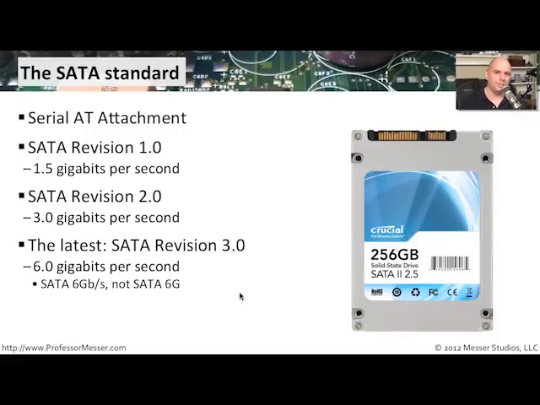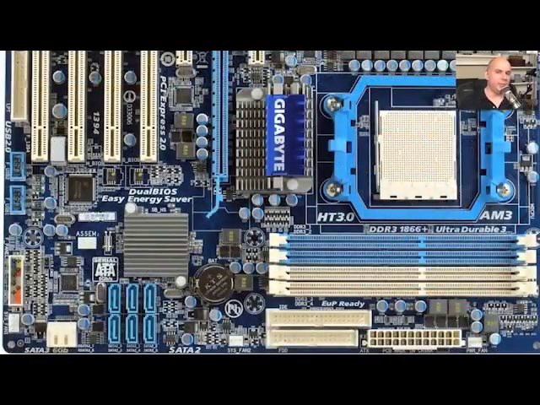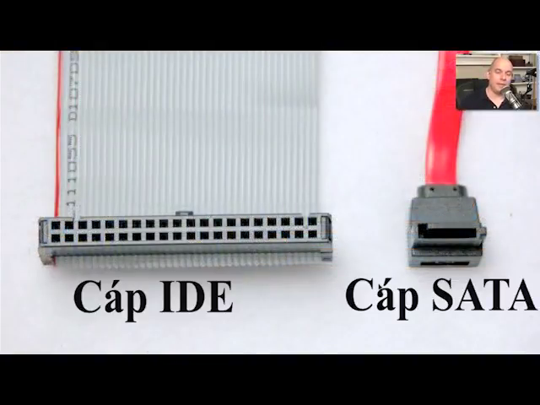One of the advantages that SATA brings to the table is that the connections are much smaller on the motherboard. You can see one of the older IDE or PATA connections on this motherboard, and this motherboard also has SATA connections, 1, 2, 3, 4, 5, 6 different SATA connections. If you were to look at these cables side by side, you'd really see the difference.